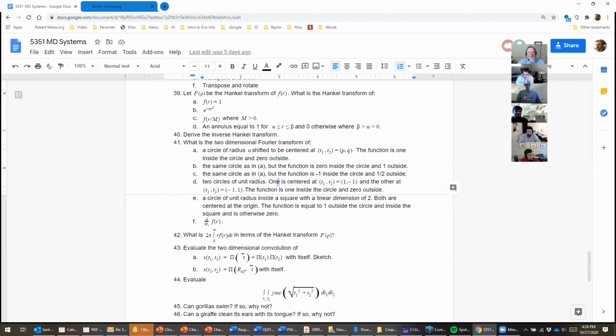Okay, 2 circles of unit radius. One is centered at 1, -1, the other one at -1, 1. And the function is 1 inside the circle and 0 outside. Okay.